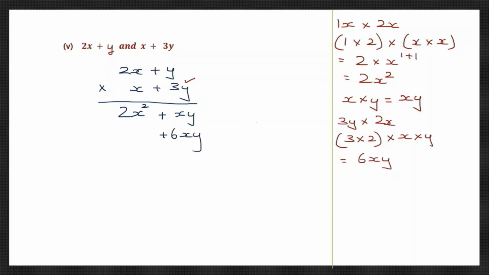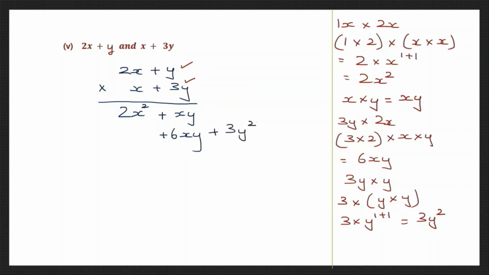Now let's multiply 3y into y. So 3y into y will be 3 into y into y, which is 3 into y to the power of 1 plus 1, which is 3y square. So that's a separate column. So let's write plus 3y square separately.